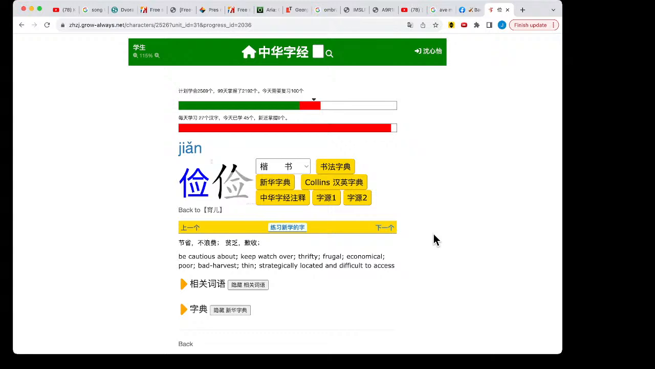俭 means be cautious about or keep watching over. Thrifty, usually it's thrifty, frugal, economical, that kind of meaning. And because of that, it also means poor or bad harvest. Thin. So basically it refers to resources being scarce, so you're trying to be thrifty about using them. So it's 俭.